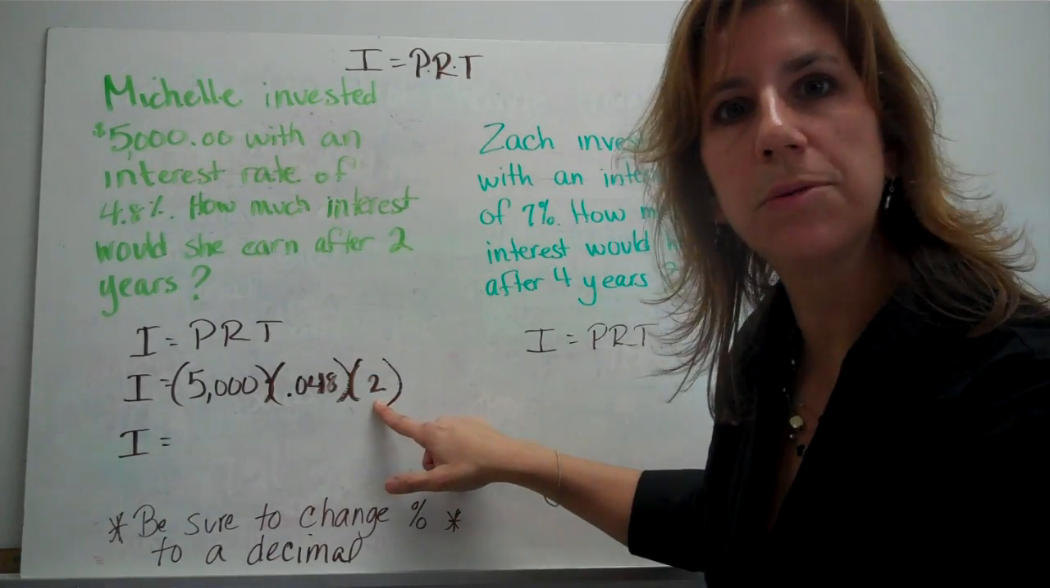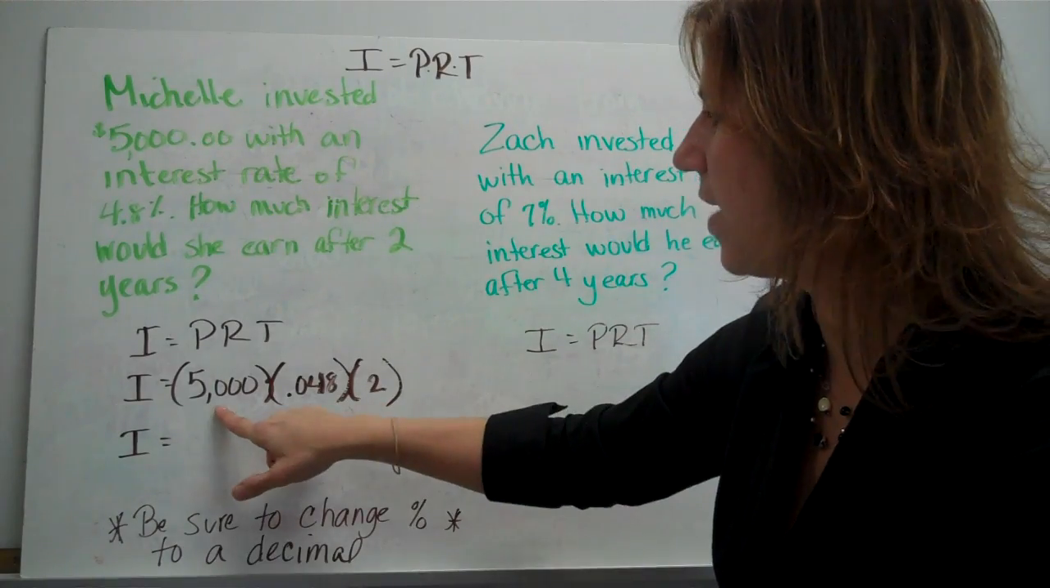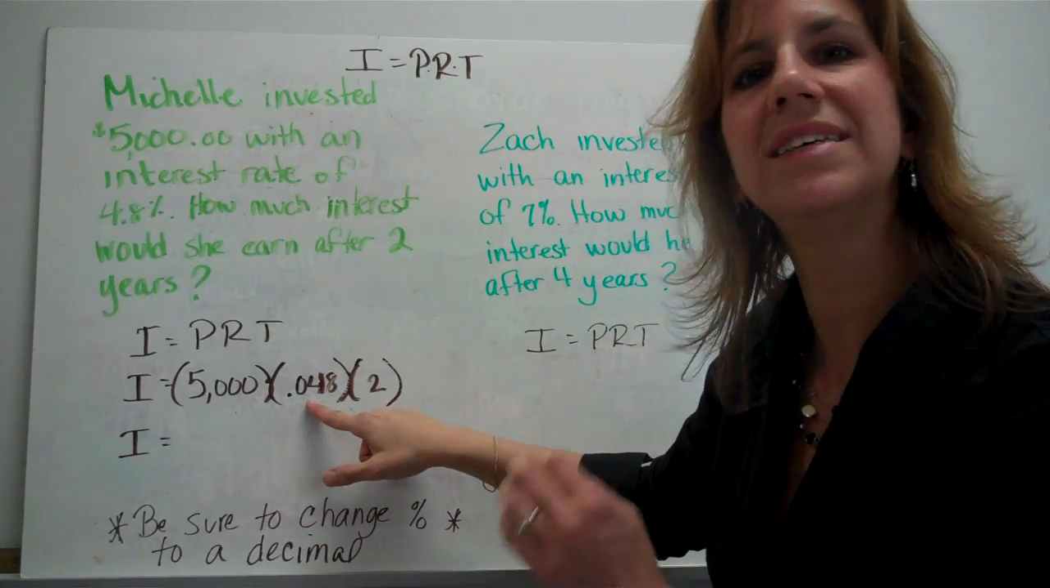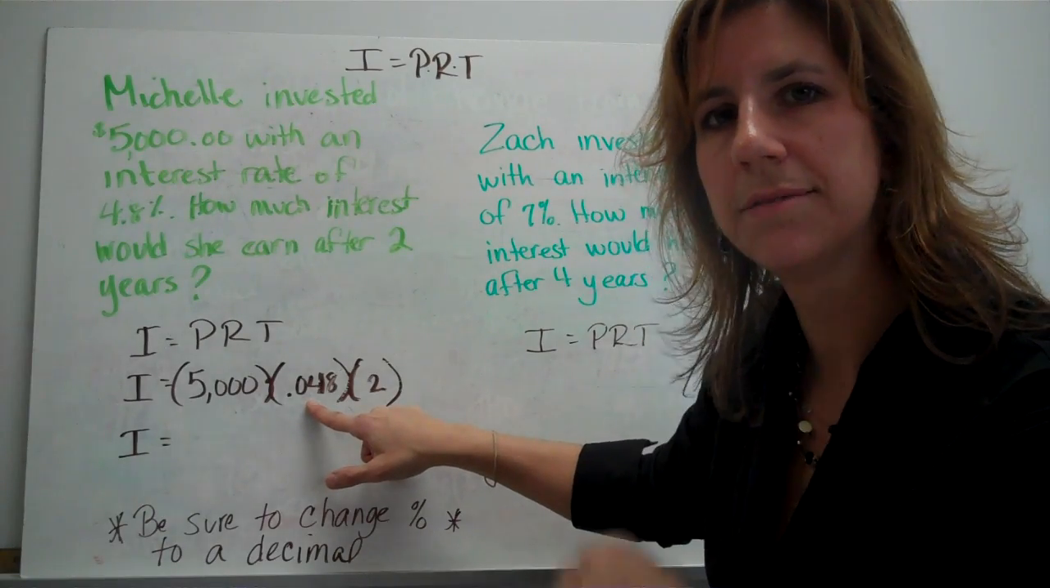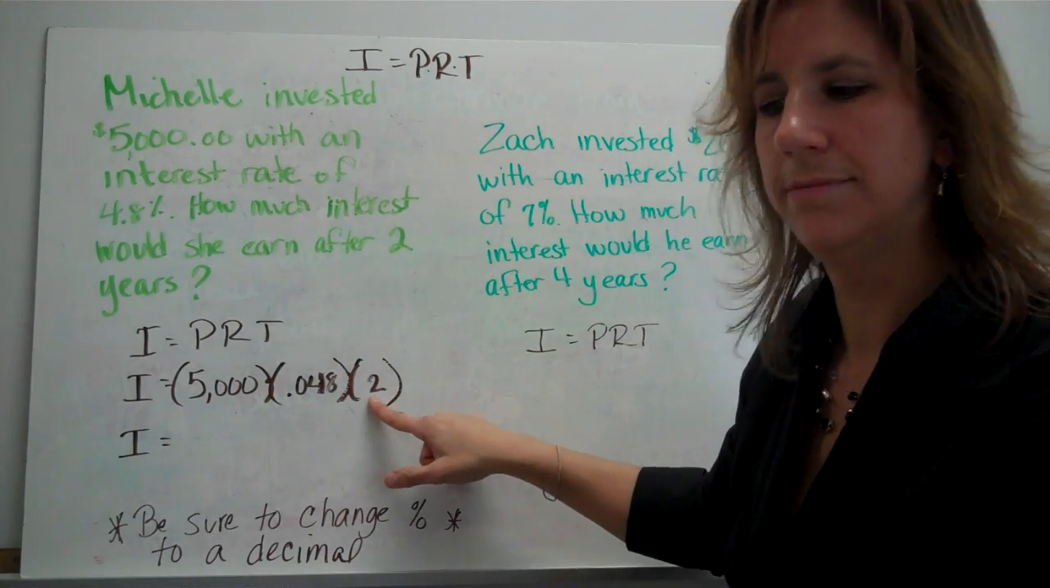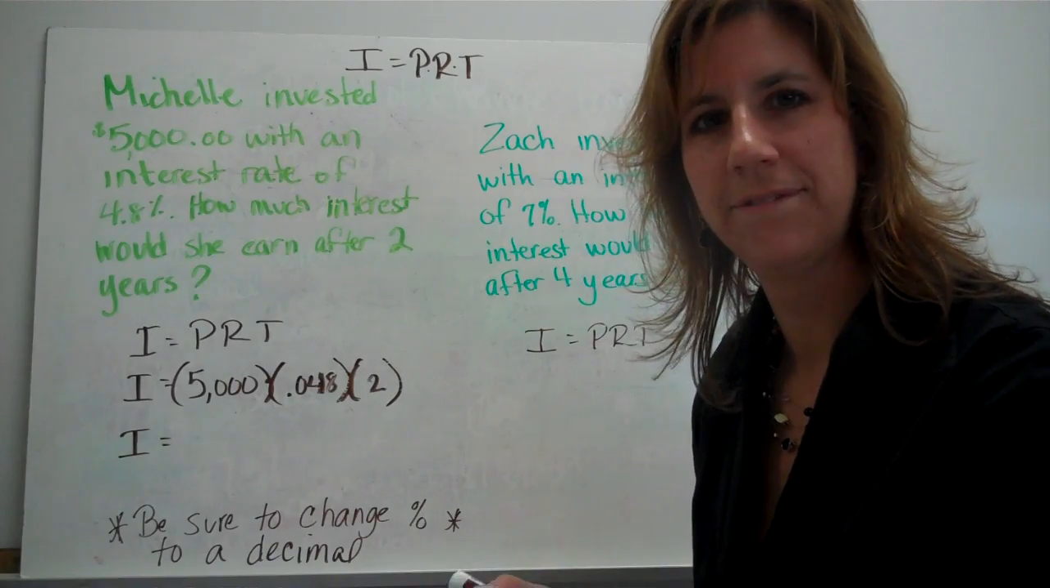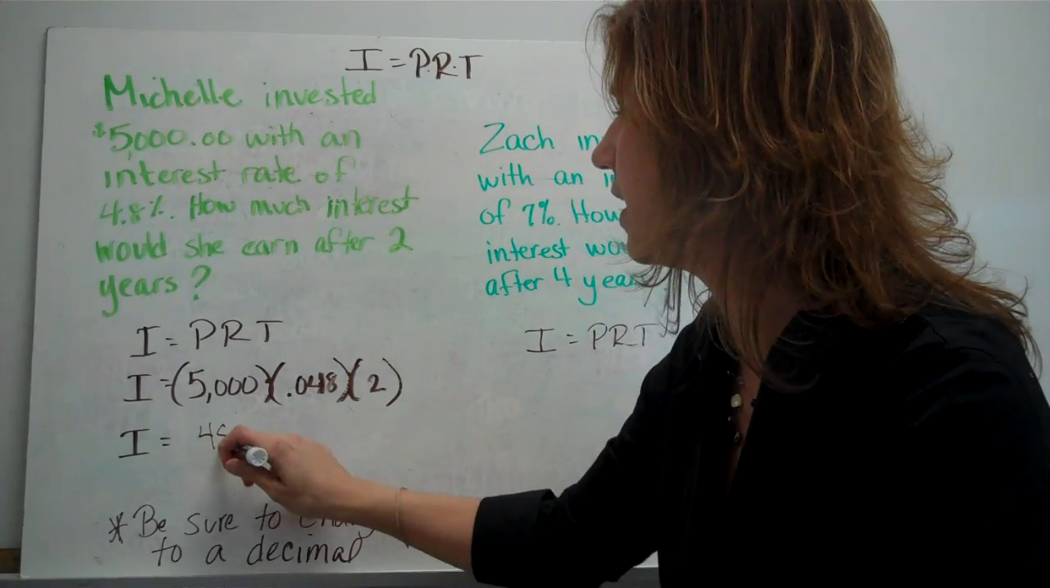All right? We're just going to multiply that in your calculator. Go ahead and multiply 5,000 times 0.048. I moved the decimal 2 places. Times 2. What did you get? Did you get $480?